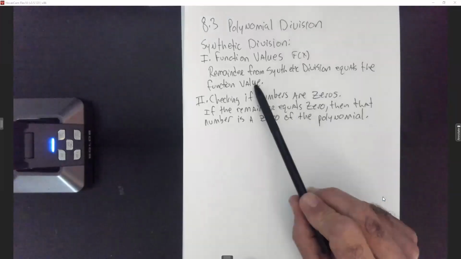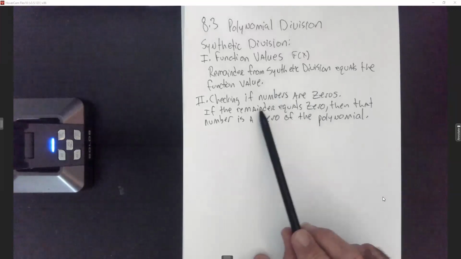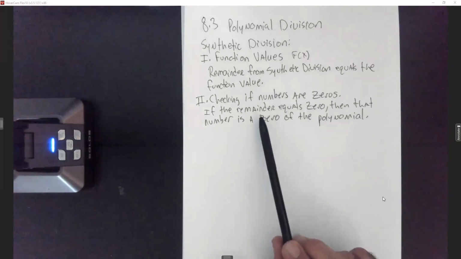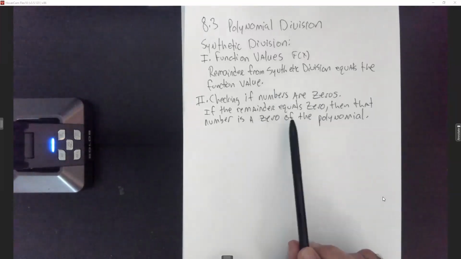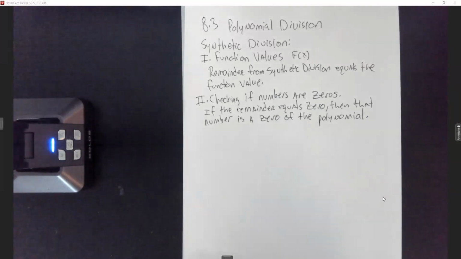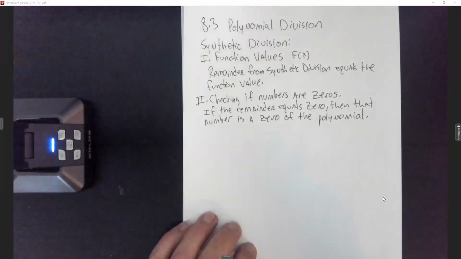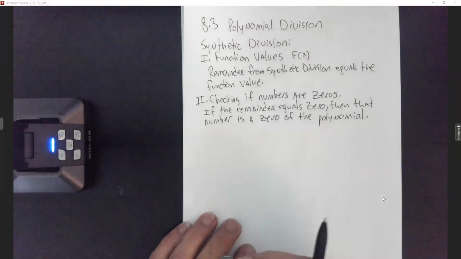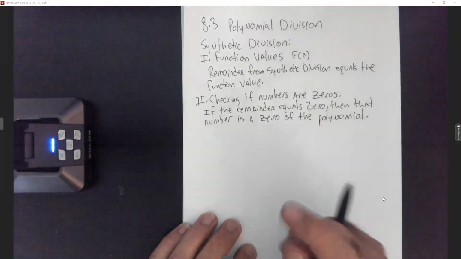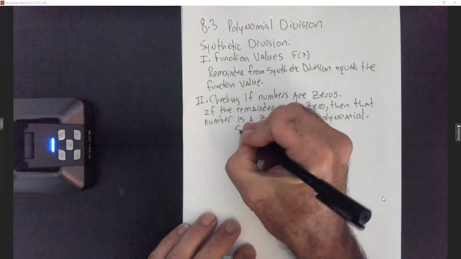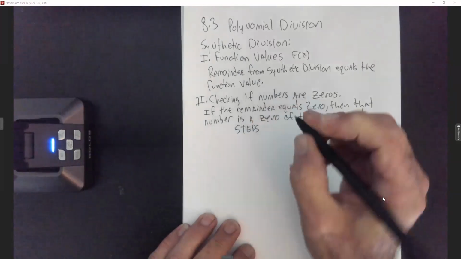So we come in, we're just talking about synthetic division. We can find function values, which are equal to the remainder, we said. And then we can check if a number is a 0, because the remainder will equal 0 if that number is a 0. So now we know what we're going to use it for. Let's look at the steps I'm going to use for my synthetic division.